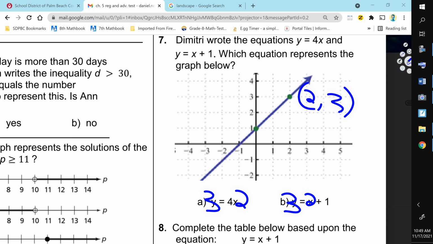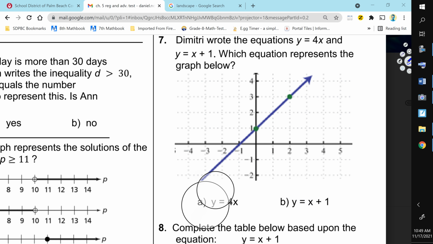Actually, this is just like the other one. If you missed this, you missed it. Does 2 plus 1 equal 3? Yes, it does. Does 4 times 2 equal 3? No, it does not, and that's why the answer is B.